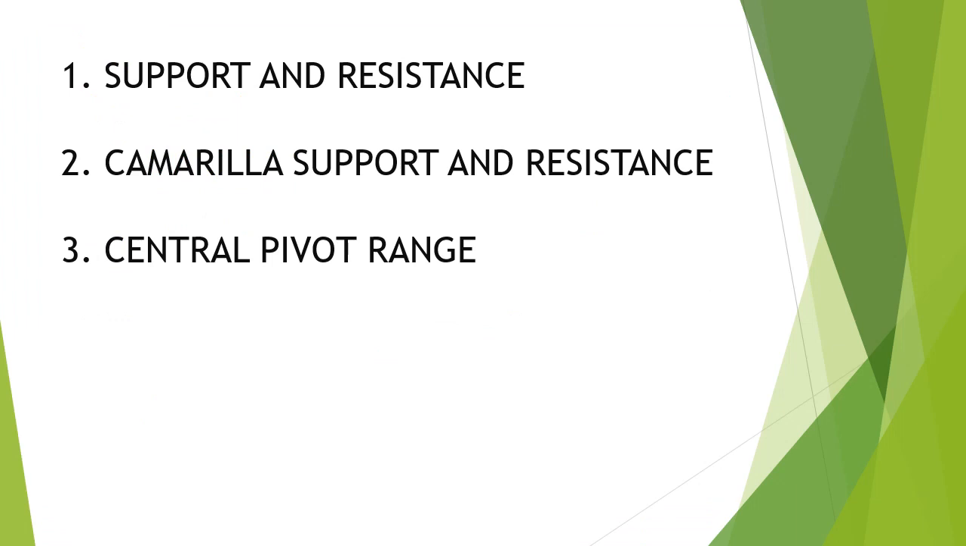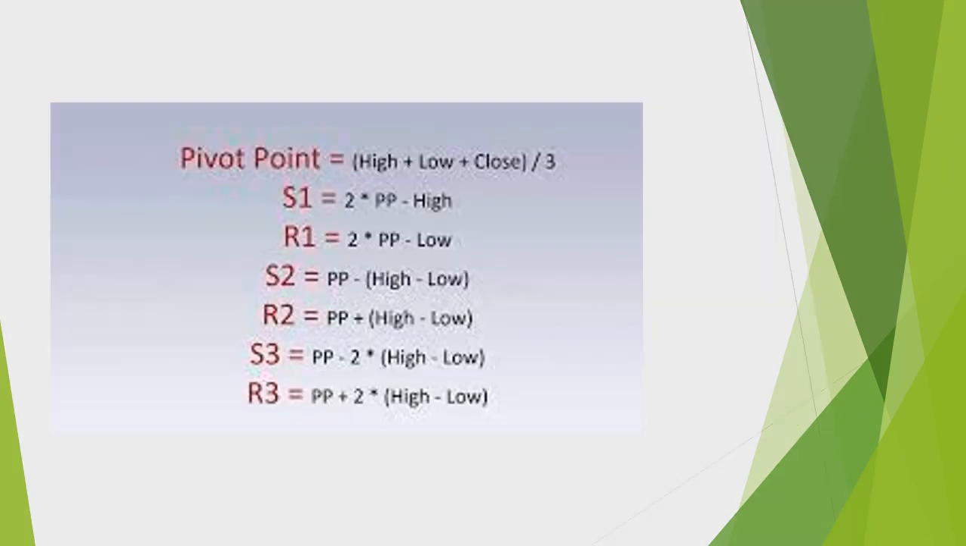I use three tools, majorly: the support and resistance, Camarilla support and resistance, and central pivot range. These are all levels derived from single values. These are all derived from OHLC, that means from the previous day's open, high, low, close. Here is the formula to derive support and resistance for intraday based on the previous day's high, low, close.